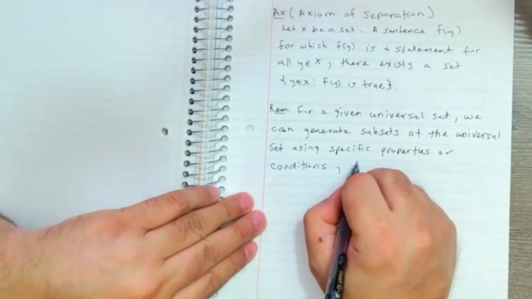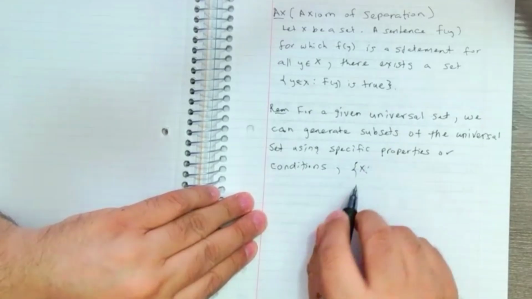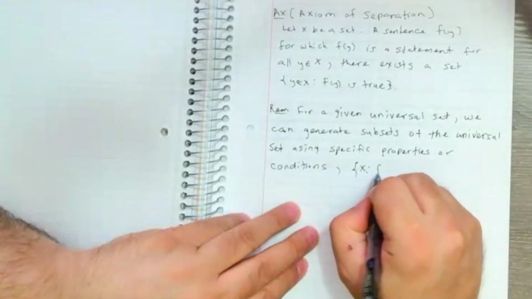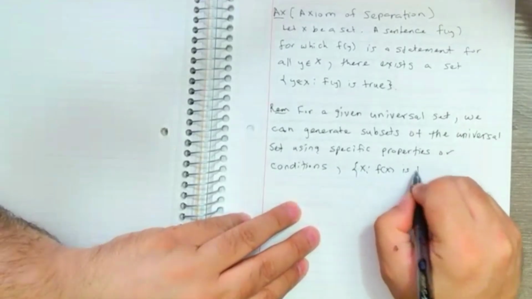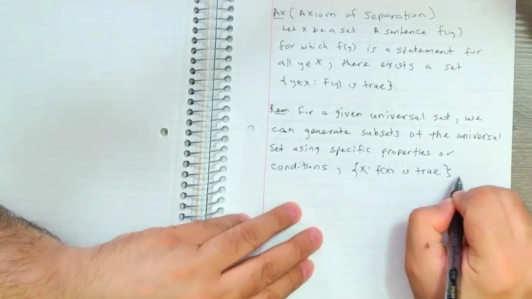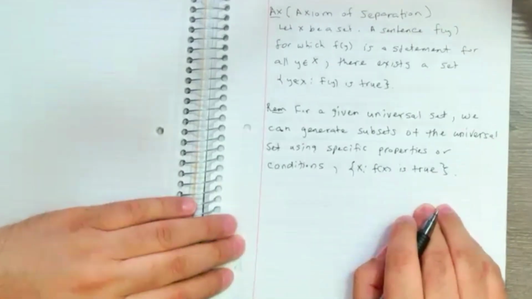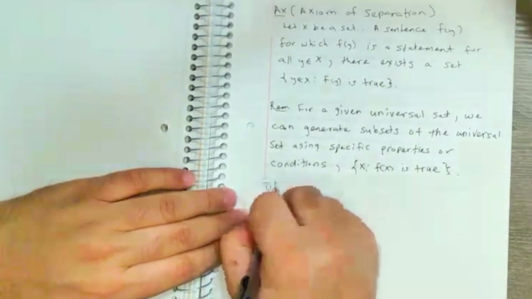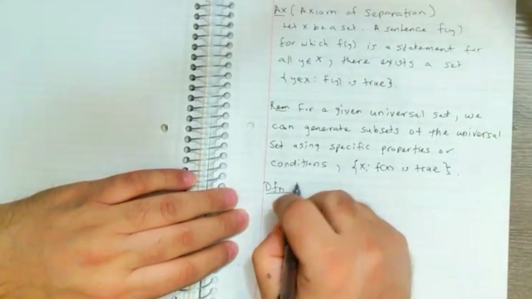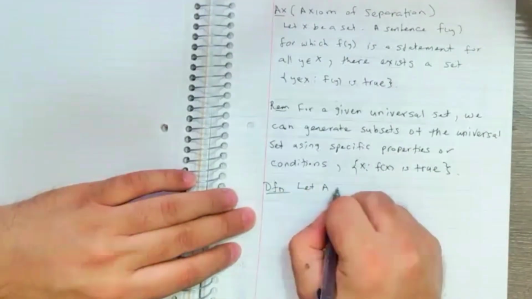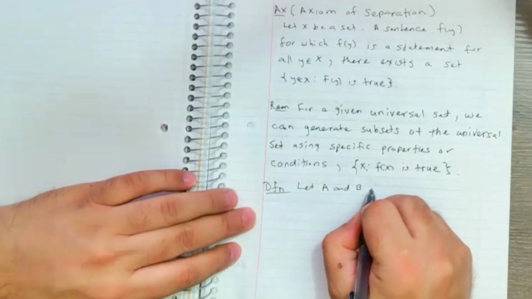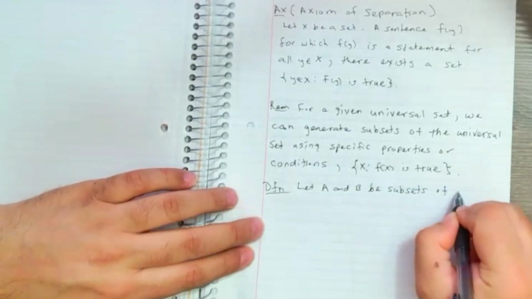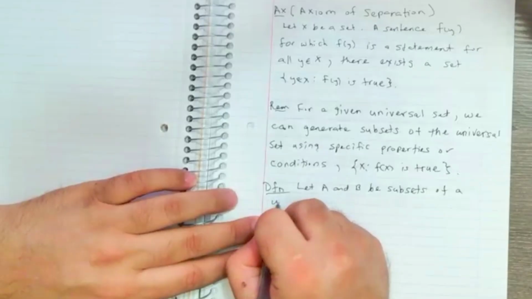And so these are subsets of the form all the elements X in the universal set such that a statement f of X is true. So let's use this axiom to define some new sets. Let A and B be subsets of a universal set U.